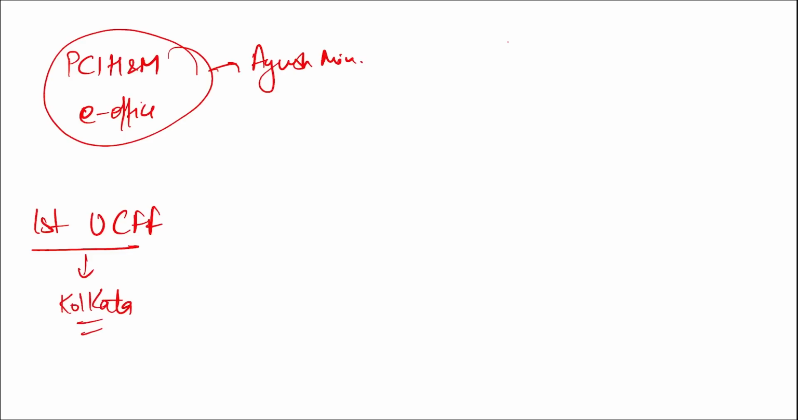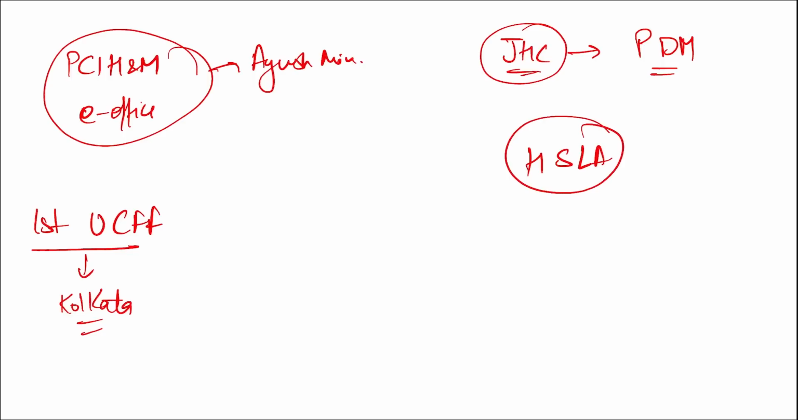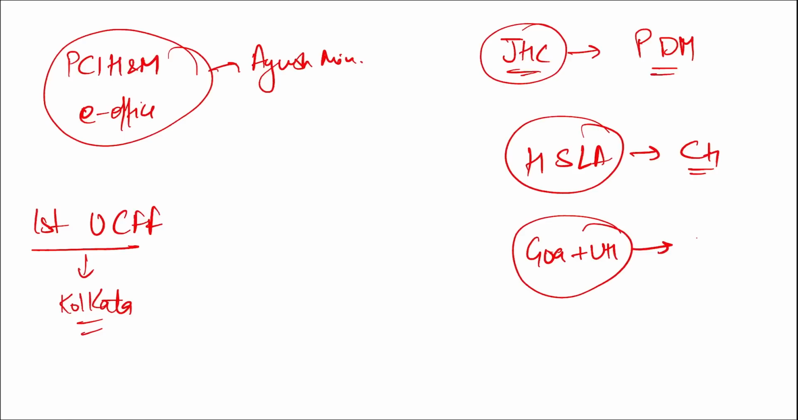Correct. Then who inaugurated the Jharkhand High Court building? New Jharkhand High Court building was inaugurated by President Draupadi Murmu. Then Hamar Sughar Laika Abhiyan. Hamar Sughar Laika Abhiyan was launched by Chhattisgarh state. Right. Then recently it is your Goa and Uttarakhand. These two states recently signed an MOU to boost tourism.